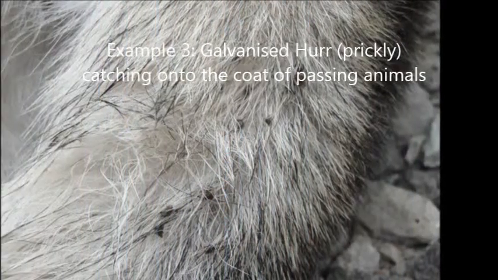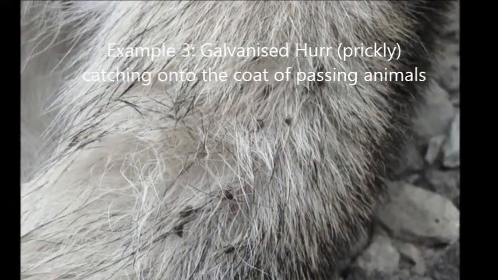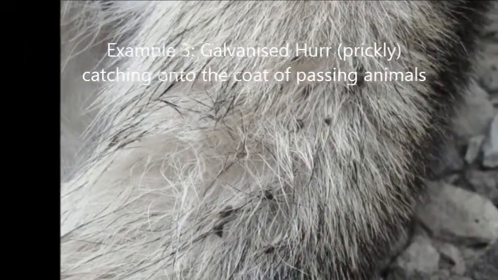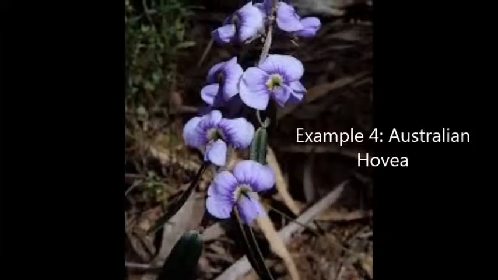Another example, number 3, is the galvanized burr. This seed, which is prickly, catches onto the coat of any passing animal and is then transported to the next place it visits. Wind seed dispersal is seeds dispersed through air currents.